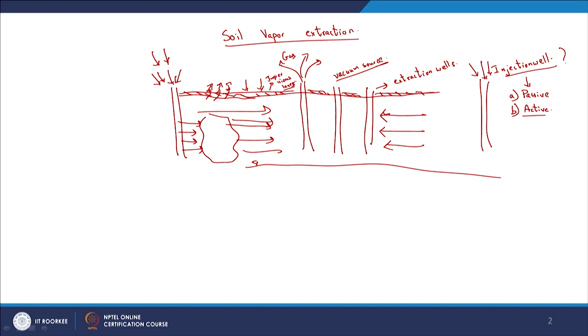So, what are the major aspects that are required? You need a vacuum source, you need an extraction well, and you need an injection well. And what else do we have? Again, the impervious layer. In the context of injection wells, we have either active or passive wells. So, this is more or less the summary of the relevant system.